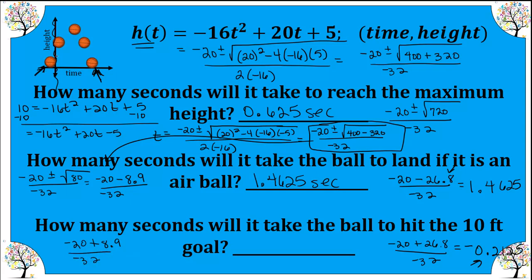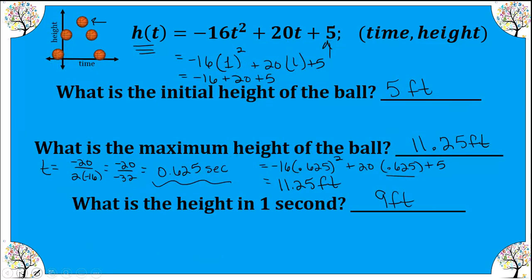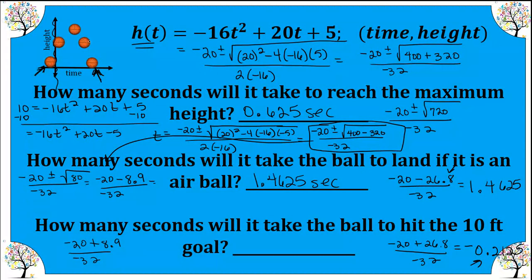So the ball being at 10 feet, we're probably going to have two real roots, because at 10 feet, it was 10 feet going up, and then it was 10 feet at some point coming down, because the maximum height we said was 11. So somewhere in here and here, the ball is 10 feet. So we're going to have two different answers for our seconds. So let's calculate this. We have negative 20 minus 8.9, and then divide that by negative 32, and we get 0.9 seconds.